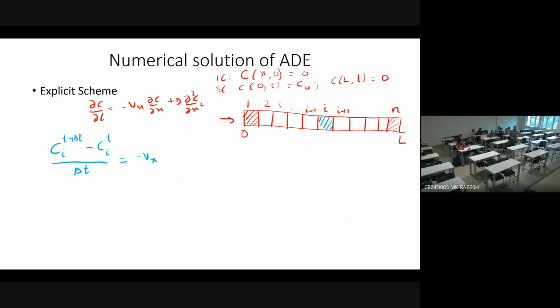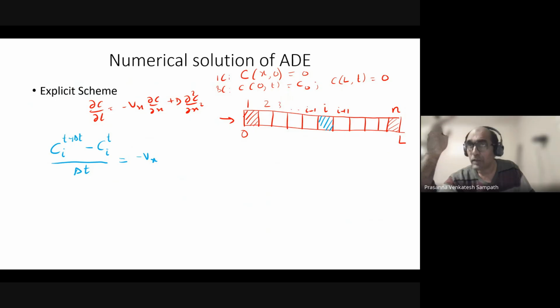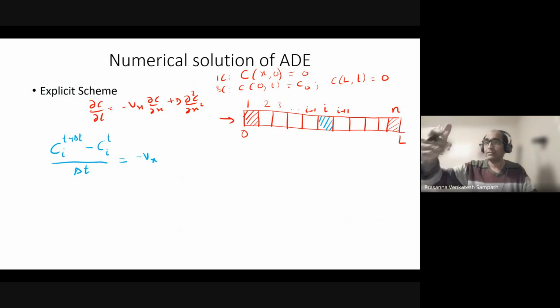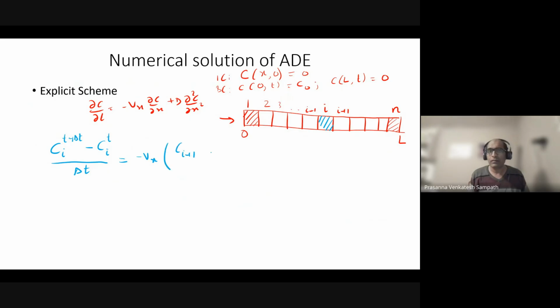Go ahead. Concentration at x plus delta x minus concentration at x by delta x. Okay, perfectly correct answer, so now I have to write it in terms of i. C i plus 1 minus C i. So x plus delta x is i plus 1 and x is i. Yeah, thank you. So I will write it like this: C at i plus 1 minus C at i divided by delta x.